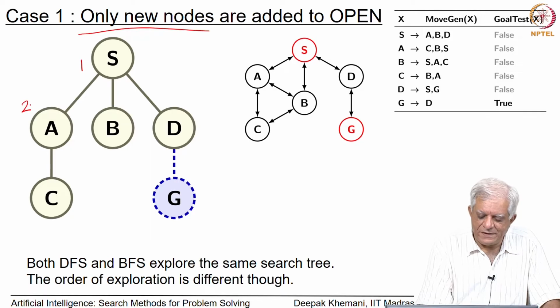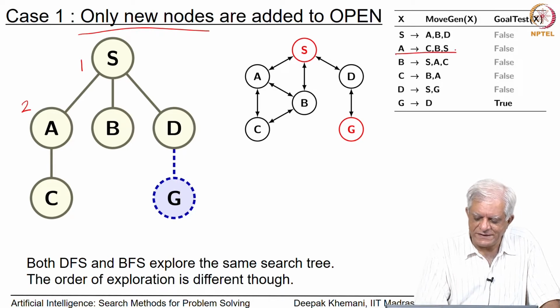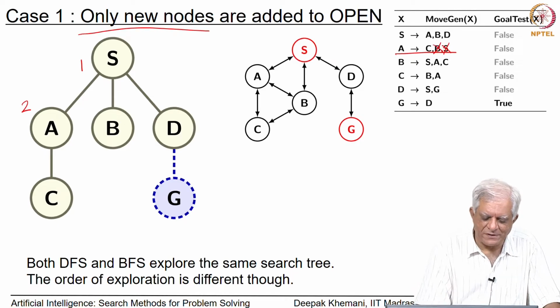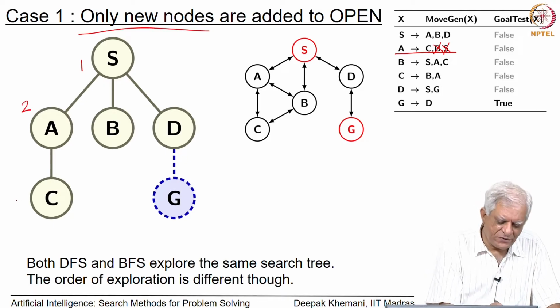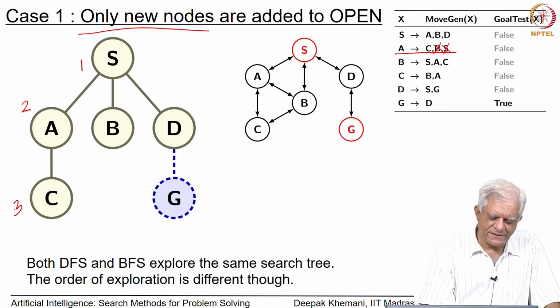Now, we can see that there are 3 children of A: C, B and S. It has not added S because it is already on closed, and it has not added B because it is already on open. So these two nodes are not added by this algorithm and only C is added as a child, and because that is the deepest node, depth first search goes and inspects this next, and after that, once this is inspected, it has no more children.